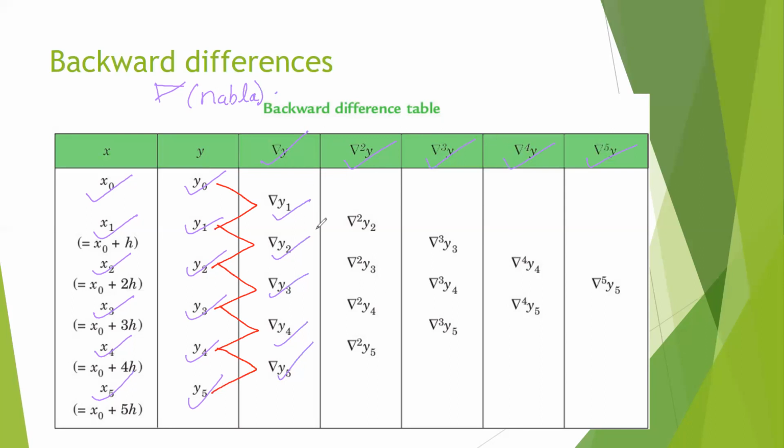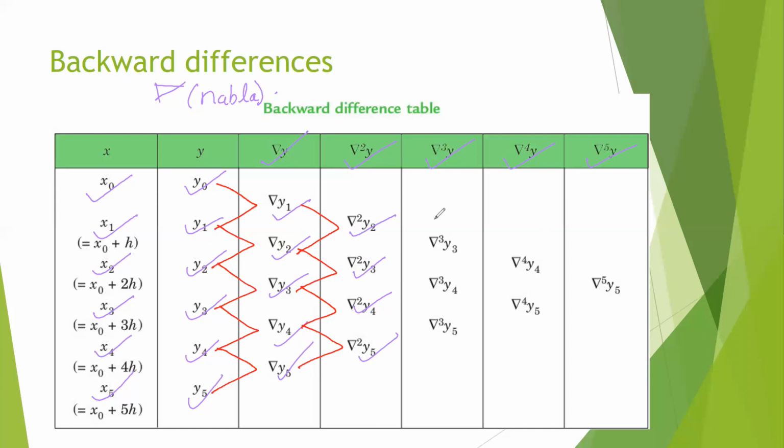Similarly, the next backward differences are nabla square y2, nabla square y3, nabla square y4, and nabla square y5. They are defined as nabla y2 minus nabla y1, nabla y3 minus nabla y2, that is nabla square y3. Next, nabla y4 minus nabla y3 is nabla square y4, and nabla y5 minus nabla y4 is nabla square y5.